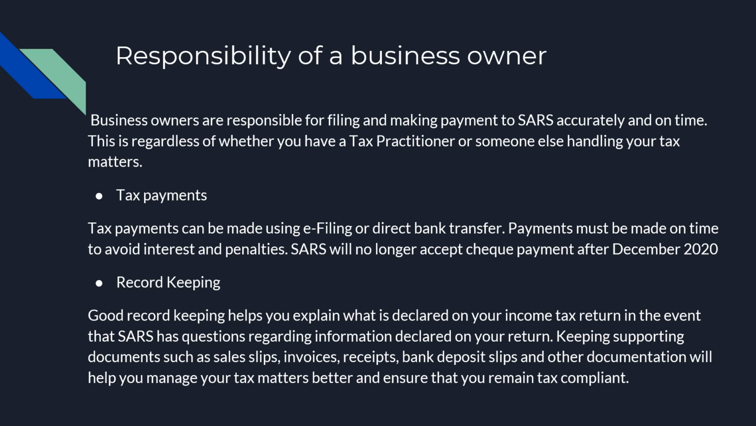Record keeping is very important. Good record keeping helps you explain to SARS what you declared on your income tax return in the event that SARS has questions regarding information declared on your return. Keeping supporting documents such as sales slip, invoices, receipts, bank deposit slips, and other documentations will help you manage your tax matters better and ensure that you remain tax compliant.